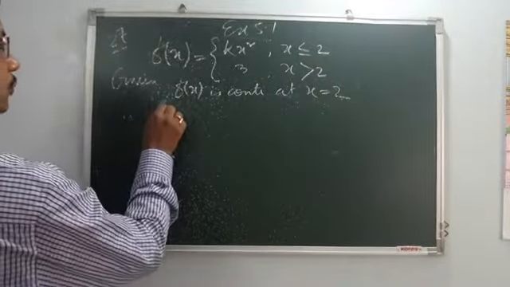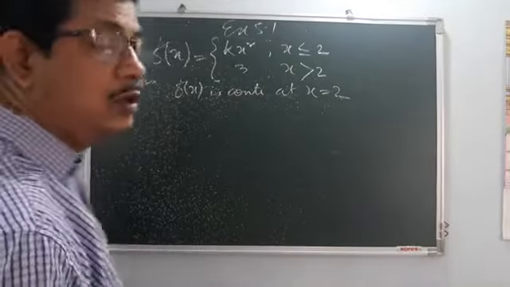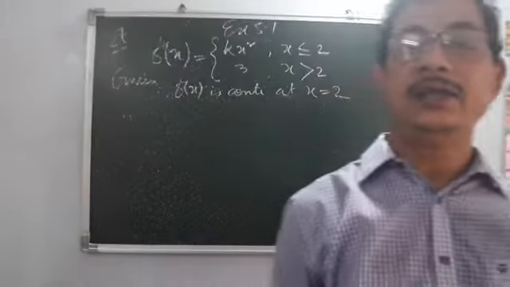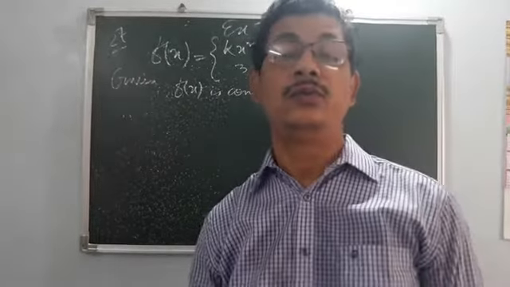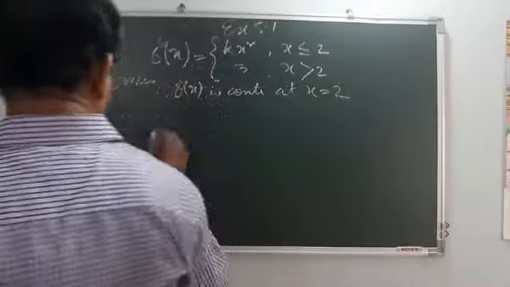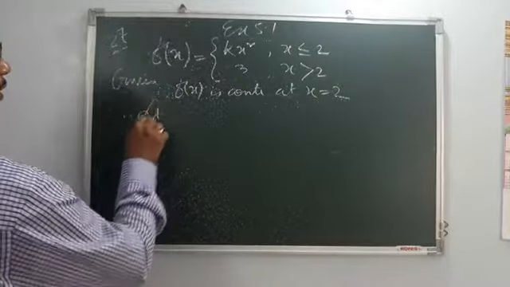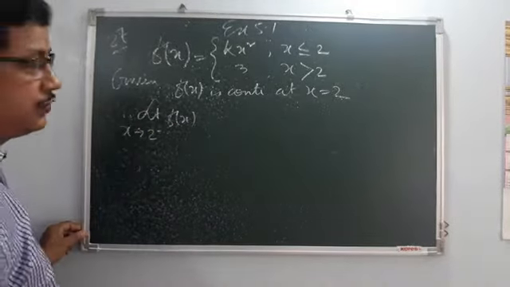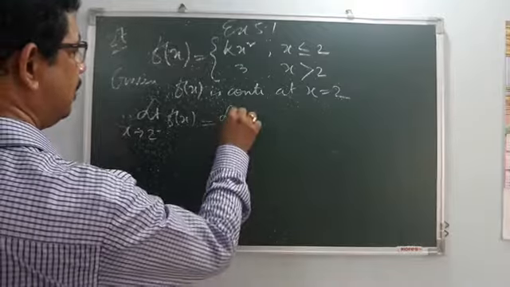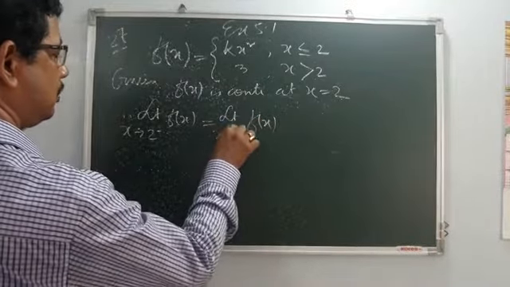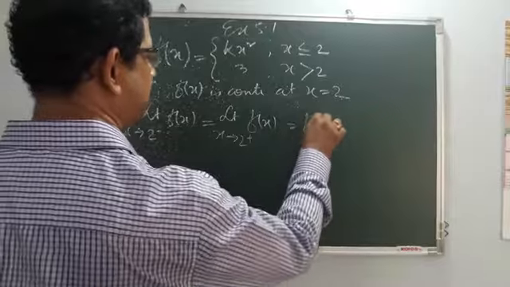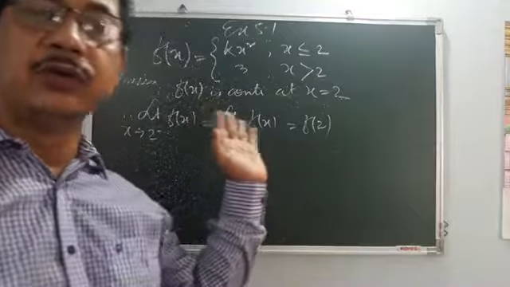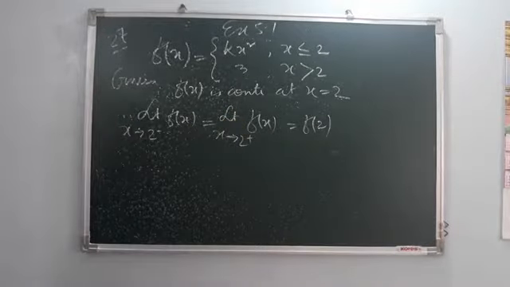Of course here we will not use it directly, because for greater than 2 and less than 2 different values are there. LHL is equal to RHL is equal to f(2), we will use. Therefore, limit f(x) as x tends to 2 minus, this is LHL, equals limit f(x) as x tends to 2 plus, equals f(2). Why not the previous way? Because in the previous one a single value is given. Now it is a different value. That's why we will write in this way.